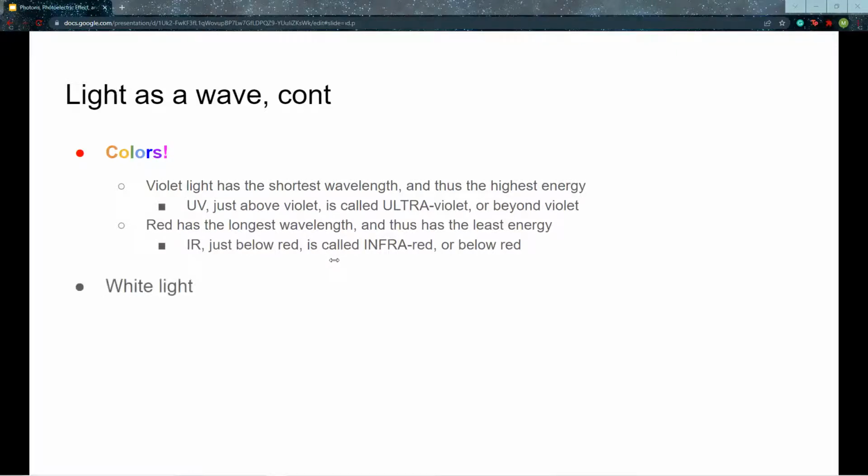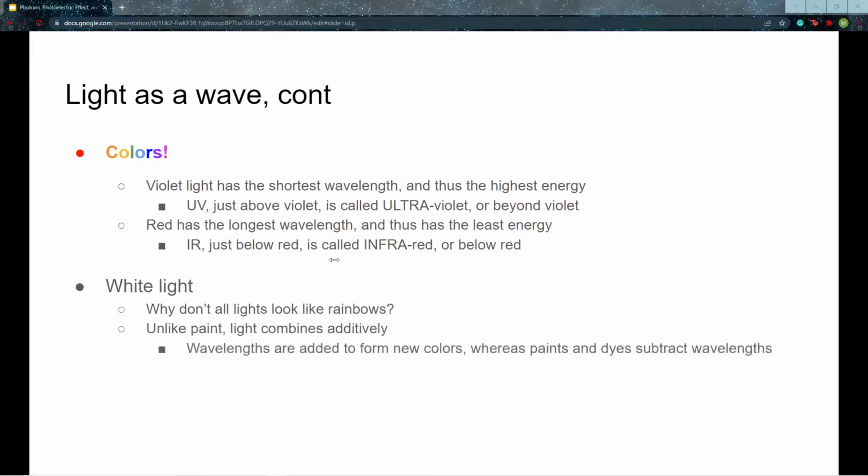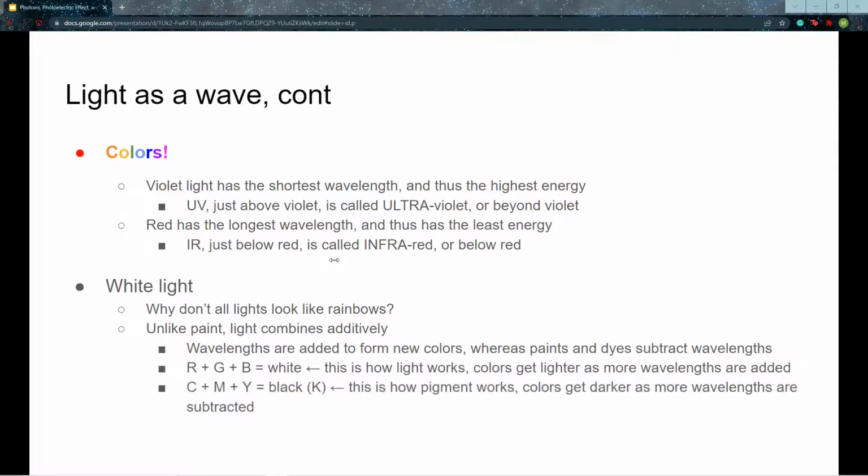But if light is on this rainbow spectrum, why doesn't all light look like rainbows? See, unlike paint and dyes, light combines additively. Wavelengths of light are added to form new colors, whereas paints and dyes subtract wavelengths when they are added. Light operates on three primary colors: red, green, and blue. Adding these colors yields white, as colors get lighter as more wavelengths are added. Paints, however, work on three different primary colors: cyan, magenta, and yellow. These three colors yield black, or K. When pigments are added, colors get darker as more wavelengths are subtracted. This is actually where the RGB and CMYK color systems came from for use on computers.